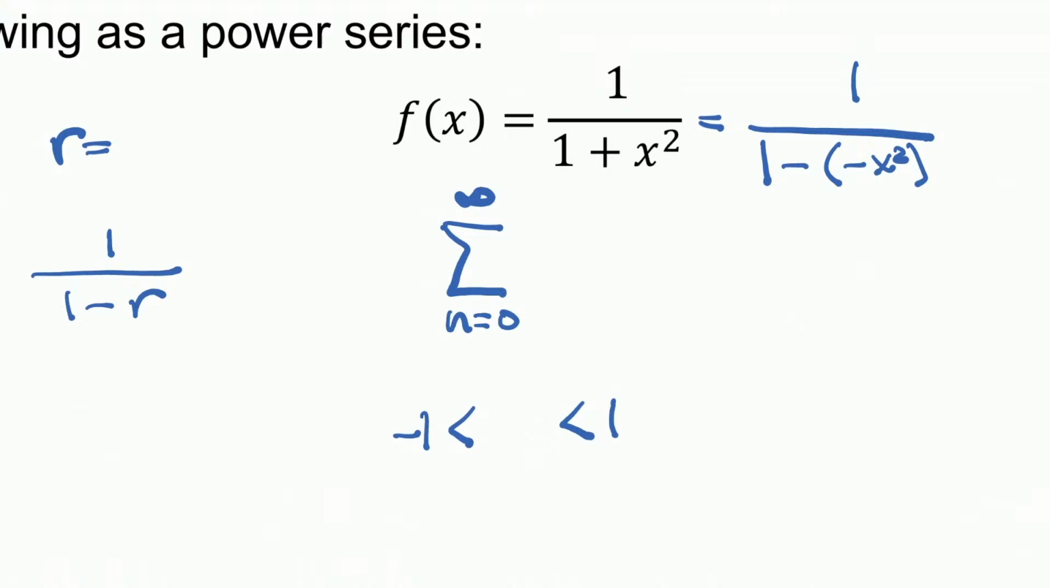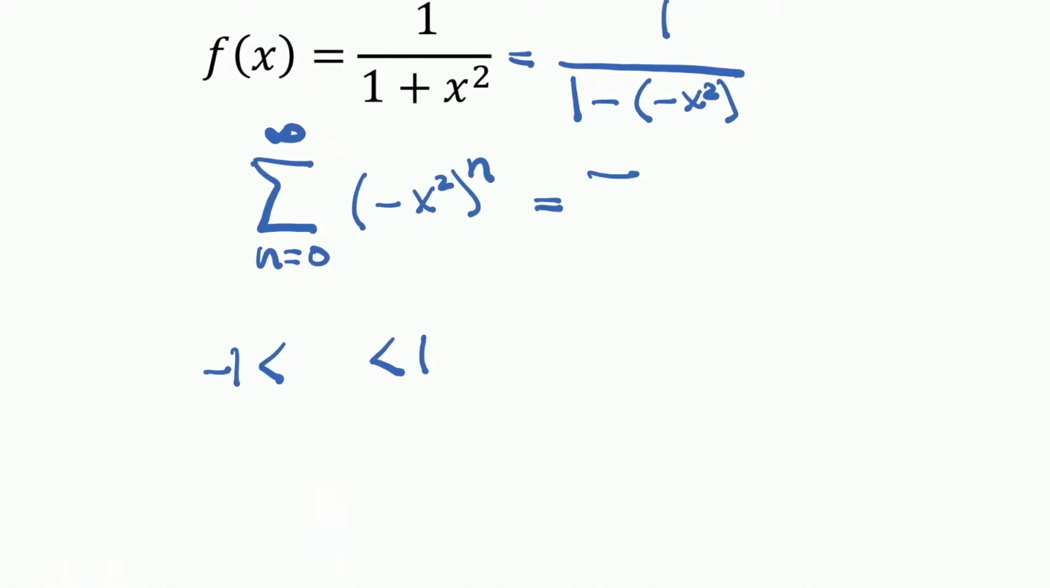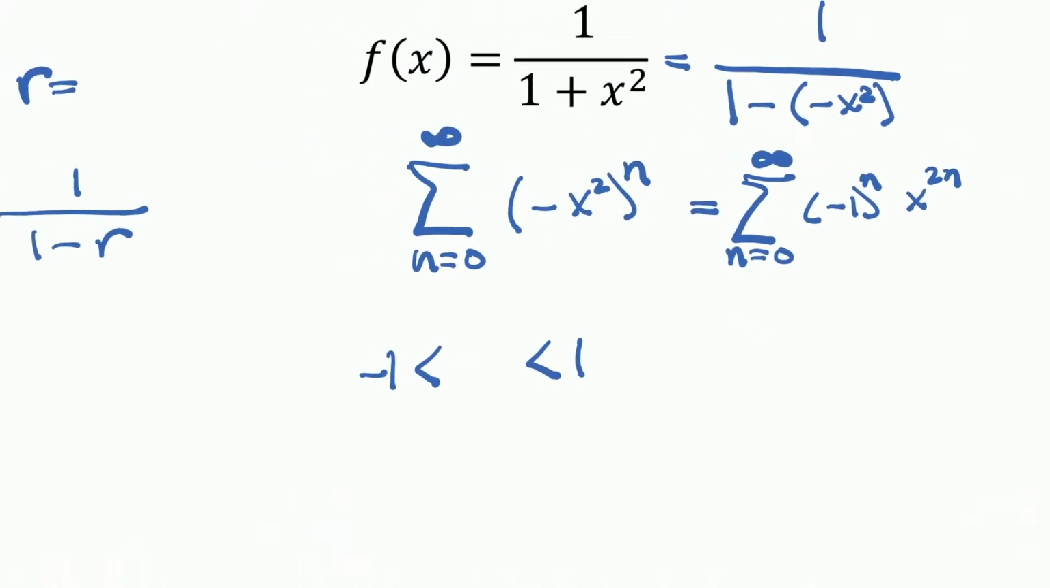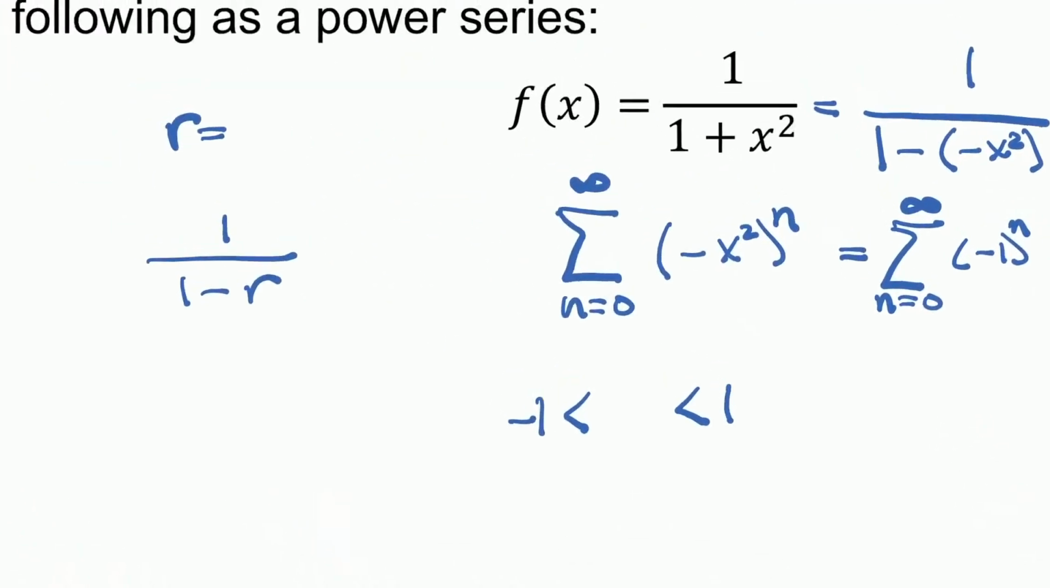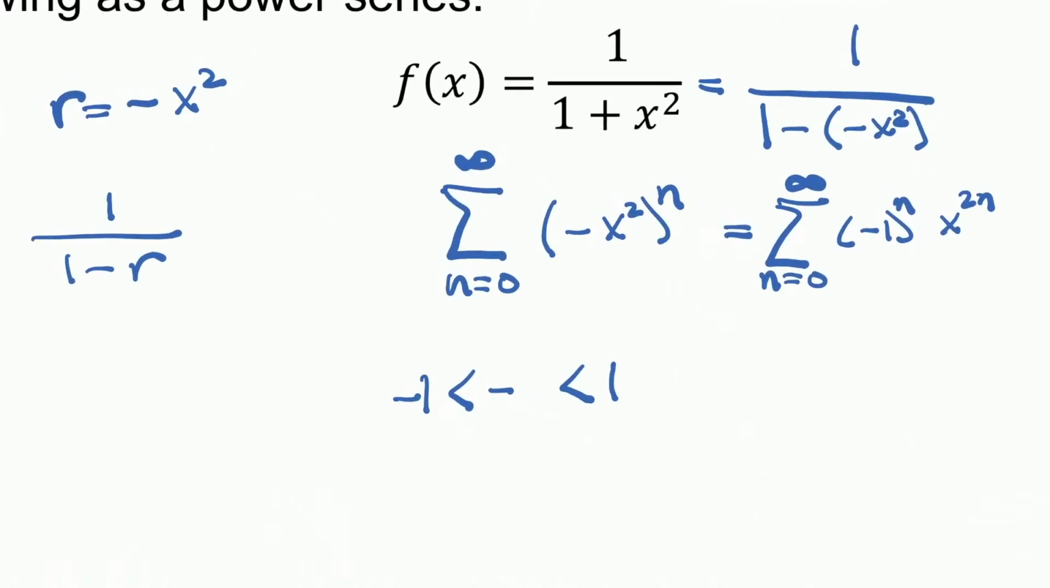Okay, so next we're going to rewrite this like this. So this thing becomes negative x squared to the n. Let's make that look a little prettier. The sum from n equals 0 to infinity of negative 1 to the n, x to the 2n. That works, doesn't it? Now, here, this r is negative x squared, right? So that means that this is negative x squared.